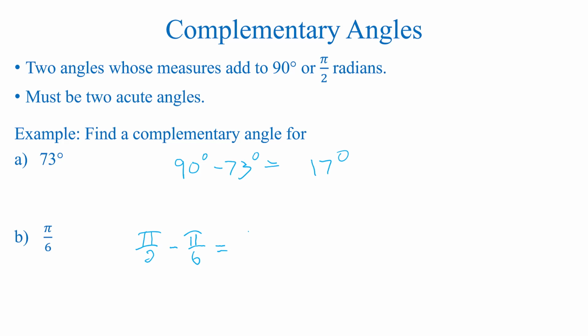We would write pi halves as 3 pi over 6. 3 pi over 6 minus pi over 6 results in a complementary angle of 2 pi over 6. And of course, we'd want to simplify to write that as pi thirds.